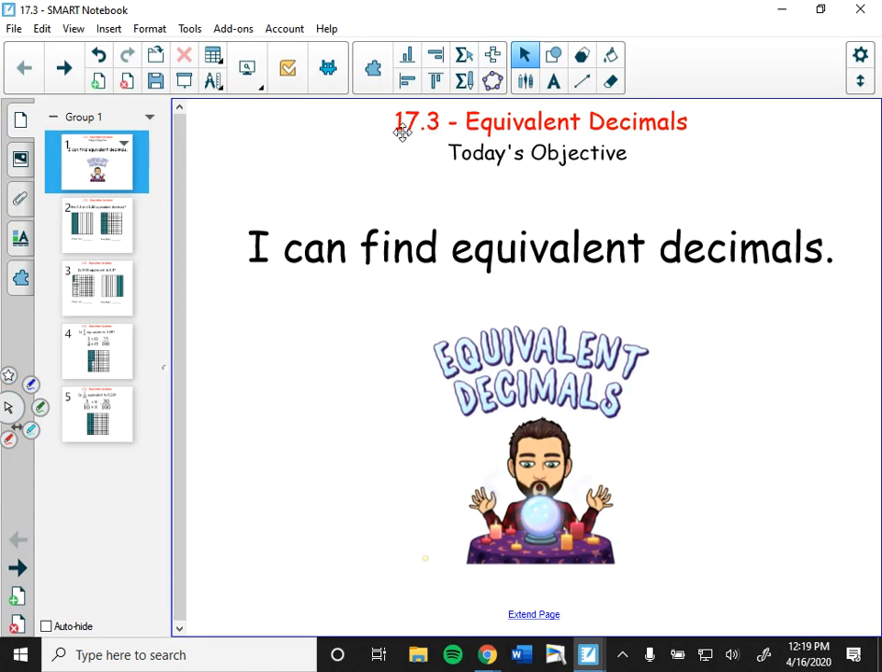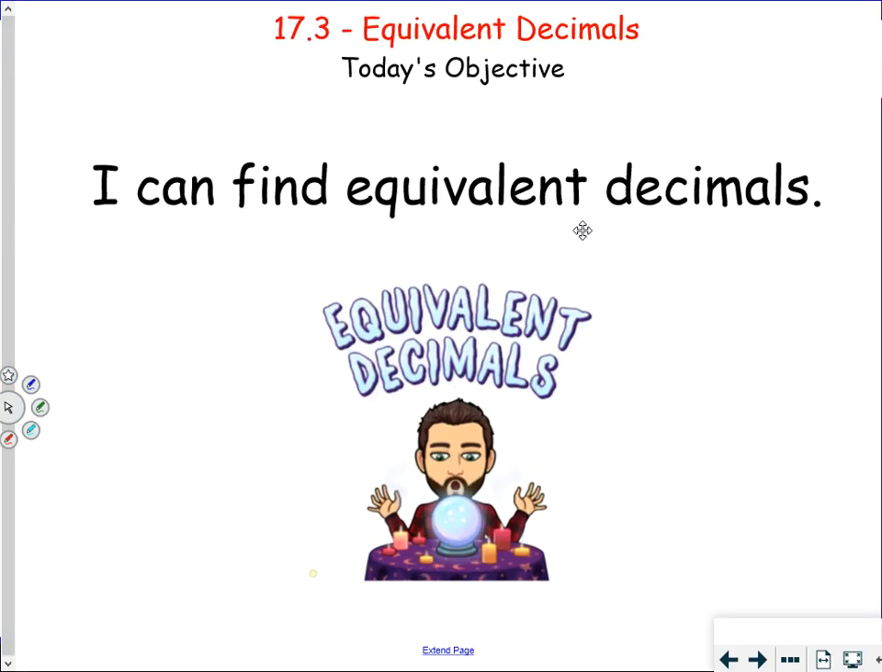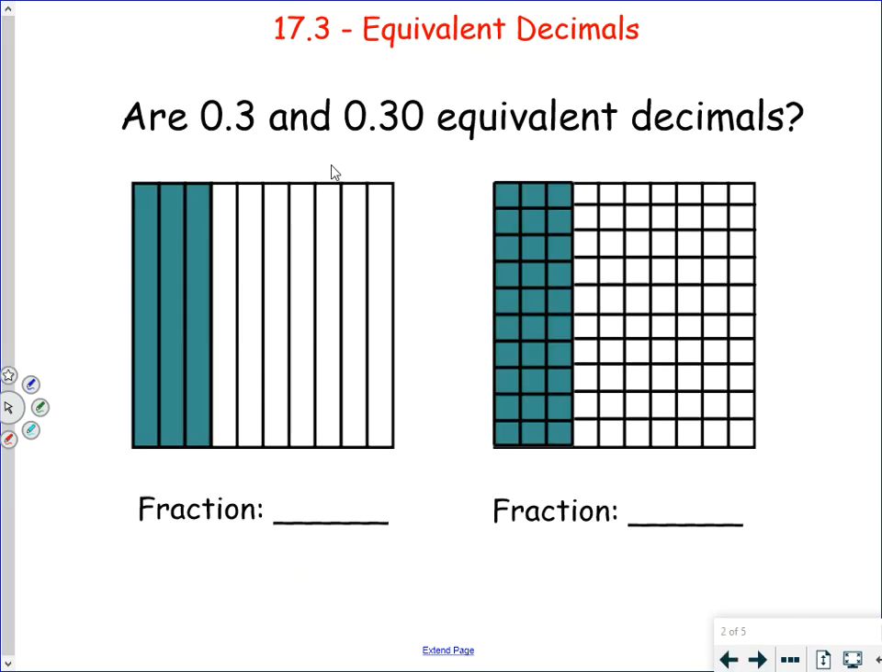So today's objective is I can find equivalent decimals. So remember, equivalent is just another word, a fancy word for equal, okay? Equal decimals, okay? So here's a question. We have our question posed to us here. Are 0.3 or 3/10 and 0.30 or 30/100ths equivalent decimals? Are they equivalent?